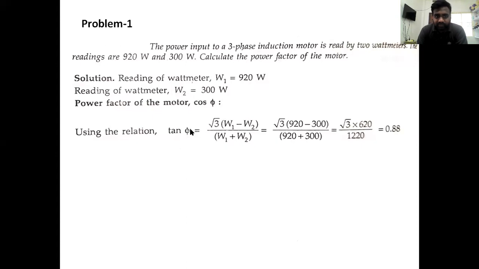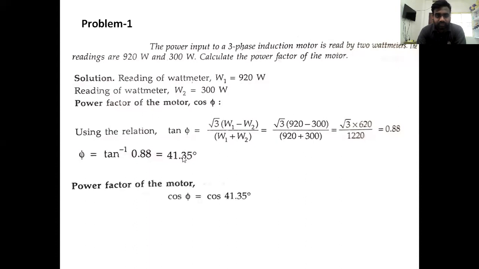From that, if we find the value of phi, phi is equal to tan inverse of 0.88, that is equal to 41.35 degrees. 212 got the correct answer. Just verify along with it. So how can we find the power factor value? Power factor is nothing but cos phi, the cosine of the angle between voltage and current. If we substitute the value of phi, 41.35, what is the value of power factor?